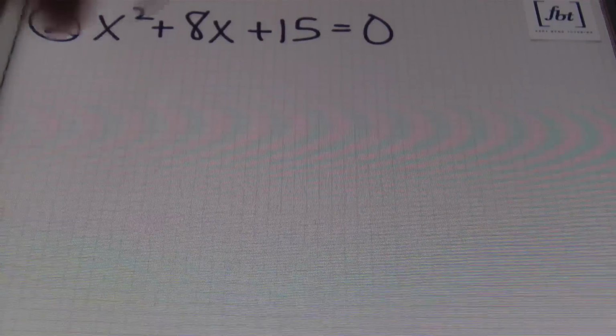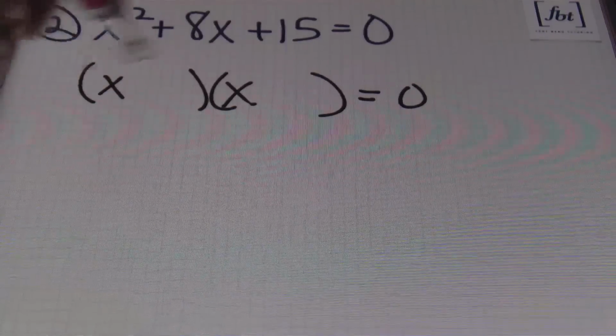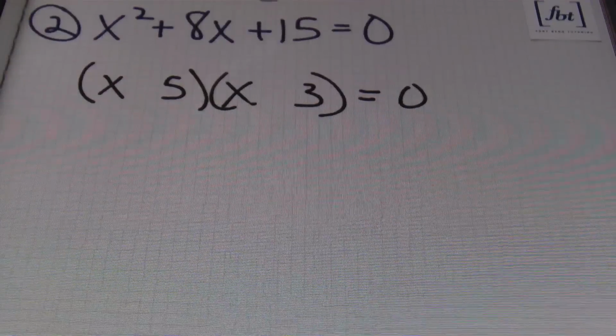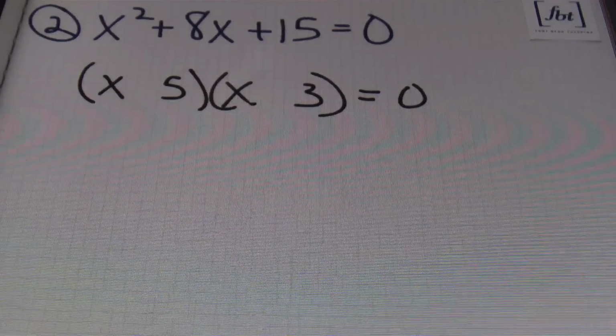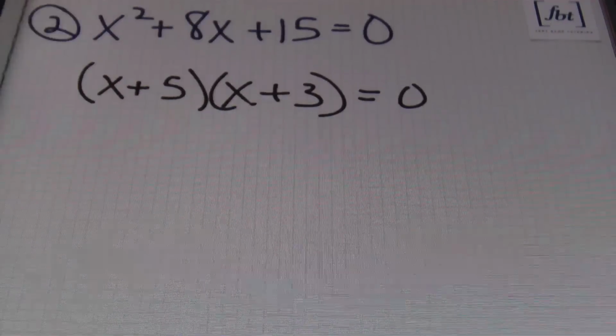All right, so here I'm going to open up two sets of parentheses. I'm going to make sure it's still set equal to 0. I have my variable x, because x times x gives me x squared. And we said that 5 and 3 would multiply to give us 15. This last sign here will tell us to add to get 8. So both of these will need to be positive, and there you go.